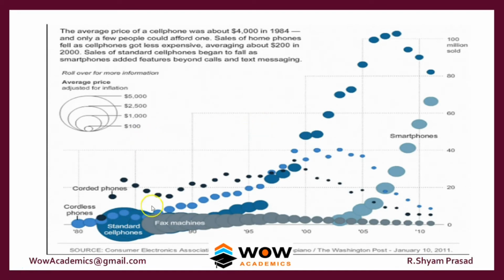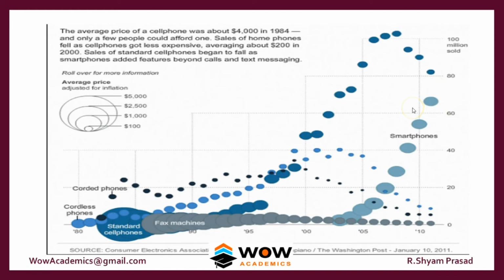For example, here we can see the change in the price and the market share of products. The bigger the circle indicates the price of the product, and the higher the circle goes tells the number of products sold. If you look at the dynamism of the products, the fax machine has fallen in price, but it has become obsolete by the year 2010. Standard cell phone prices have dropped, but people are still using them up to 2010. Smartphone price has been constant, but people are using it much more quickly.